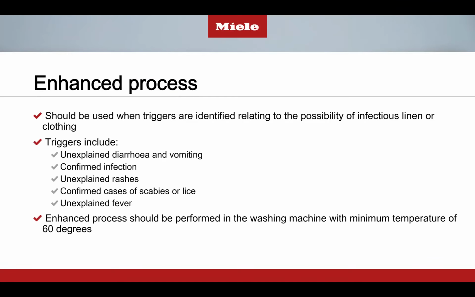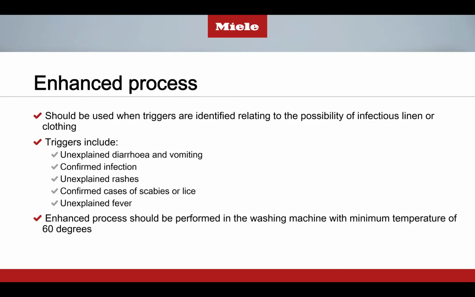Sometimes, though, a standard process is not enough to protect you and your staff. When certain triggers take place in the residential home, it's important to introduce an enhanced process for the laundry. Triggers could include unexplained diarrhea and vomiting, for example norovirus, which is highly contagious, a confirmed infection or contagious disease. You might get unexplained rashes in the care home with some of the residents, or confirmed cases of conditions such as scabies or lice. Unexplained fevers, again, can be symptoms of a flu going around the care home.